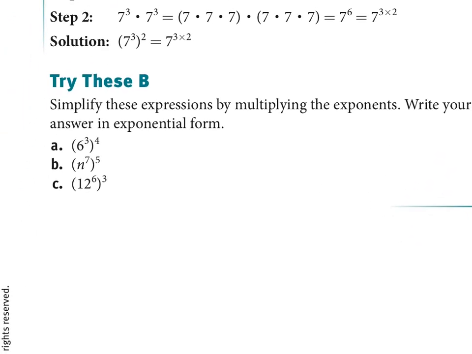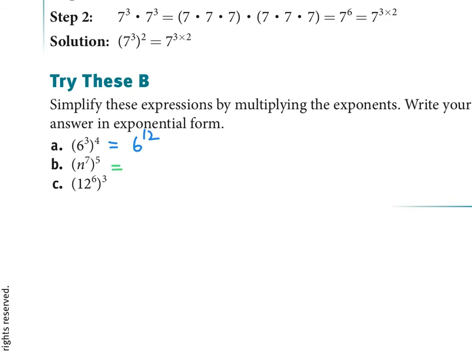We have 6 to the 3rd, and then that's being raised to another power. So there are two exponents. The base only appears once. This is an exponential to another power, so that's when we would multiply. Keep the base the same. This would be 6 to the 12th power.